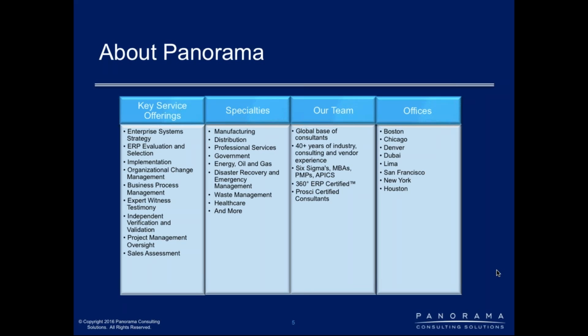And then we also have proprietary certifications that we provide to our consultants, a 360-degree ERP certification that we provide all of our consultants, which gives us a level of continuity and consistency that you don't see in other consulting firms, so that all of our consultants are operating from the same playbook and the same methodology and the same tool set. And then finally, our offices are scattered throughout the world. We're able to deploy resources to any organization, any part of the world, any part of North America or any other country for that matter. And our headquarters are in Denver, which is where I'm based.